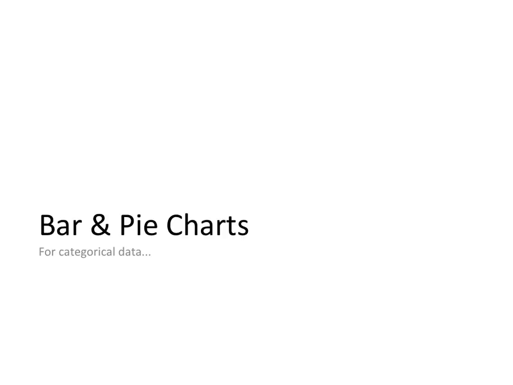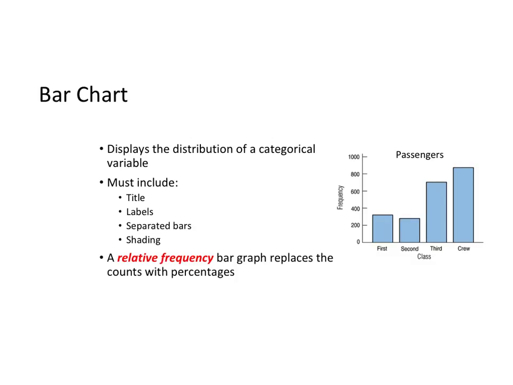Today you will be creating and interpreting bar and pie charts using categorical data. A bar chart displays the distribution of a categorical variable. When you are creating bar charts, I'm looking for a title. We are looking for a horizontal label and a vertical label.